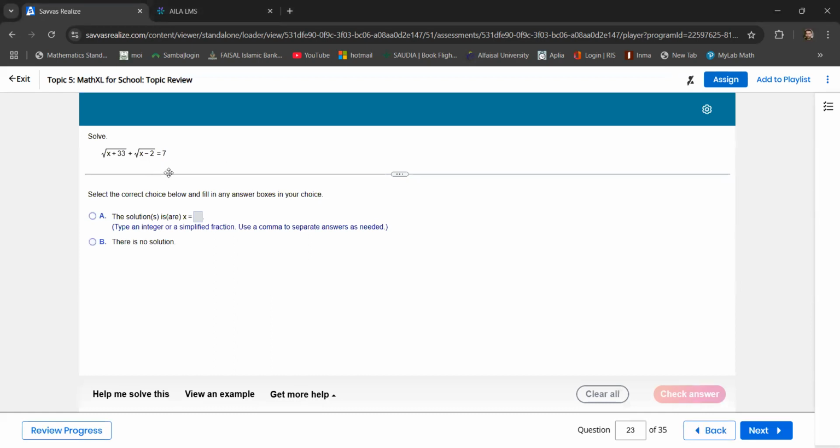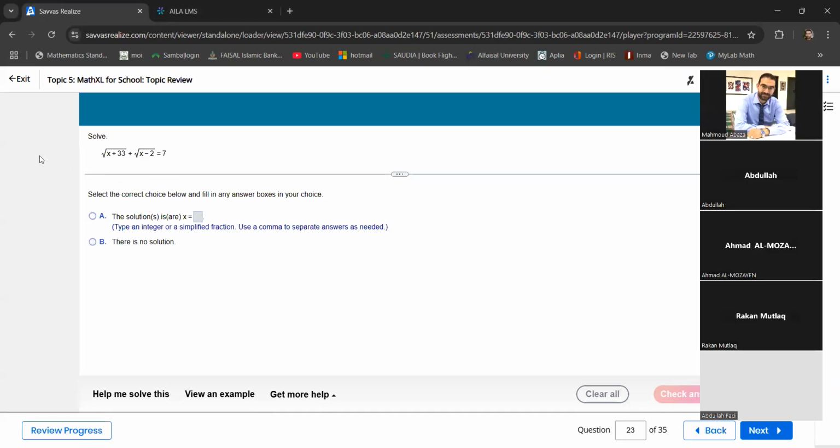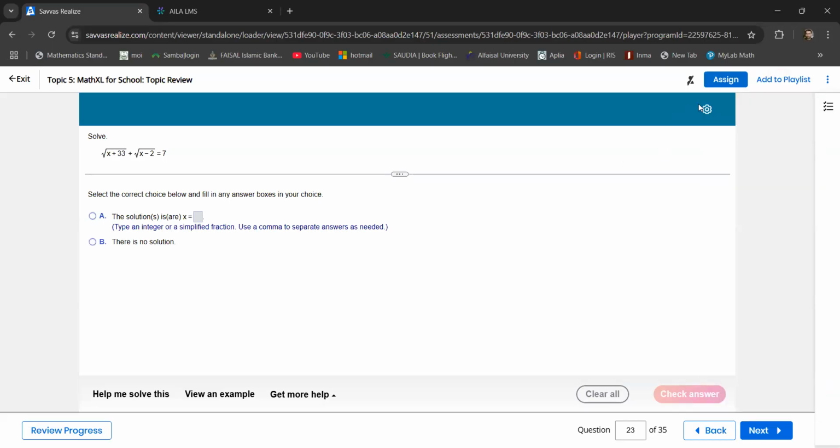For the problem with two roots, we don't keep the two radicals on one side. We have to split them. So I'm going to move this one to the other side. So the square root of x plus 33 is equal to 7 minus the square root of x minus 2. Now I'm going to square both sides. Here the power 2 will cancel the root.